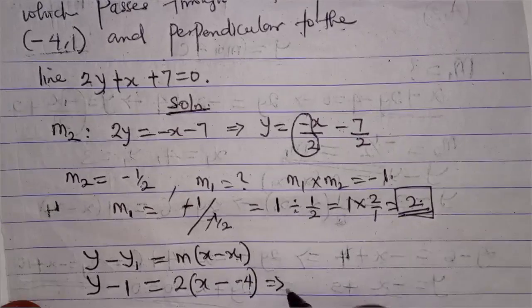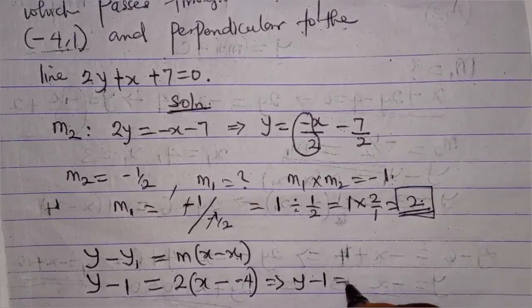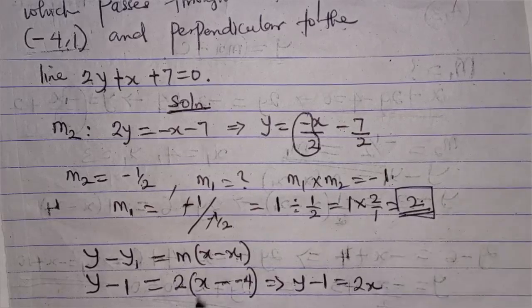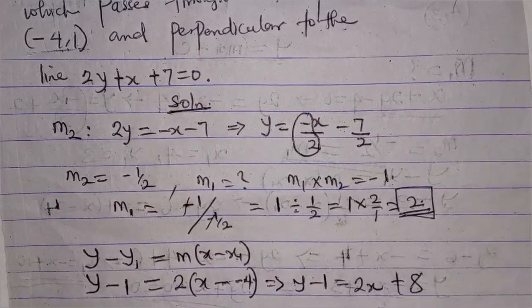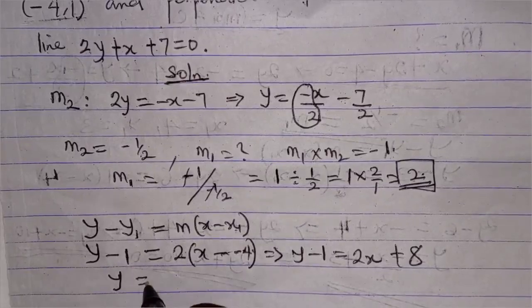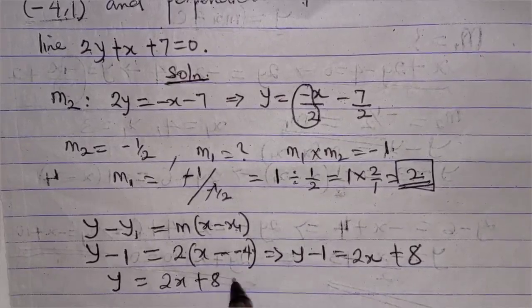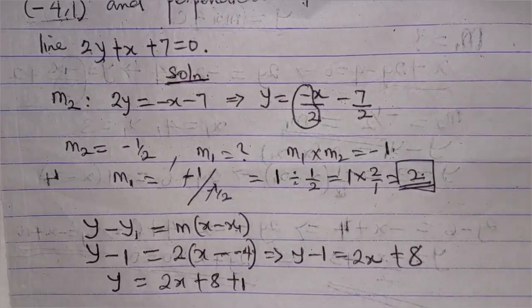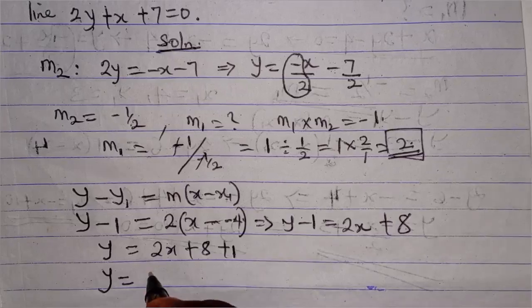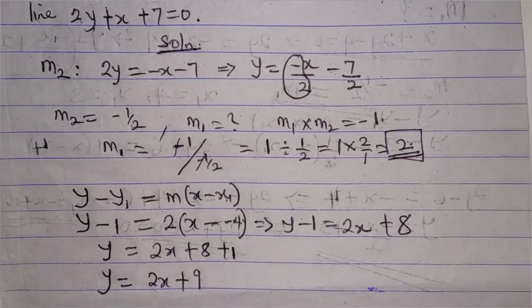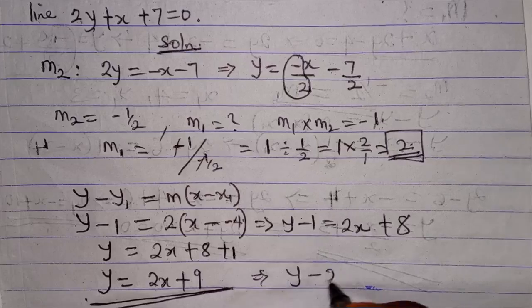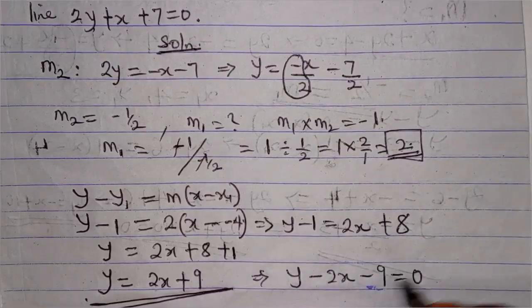So this will give us y minus 1 equal to, this is plus 4, right? 2 times x is 2x. 2 times 4 is 8. So let's make y the subject. Means that y is equal to 2x plus 8 plus 1. Okay? y is equal to 2x plus 9, right? y is equal to 2x plus 9. So if I say this is the equation, or I can say y minus 2x minus 9 equal to 0.